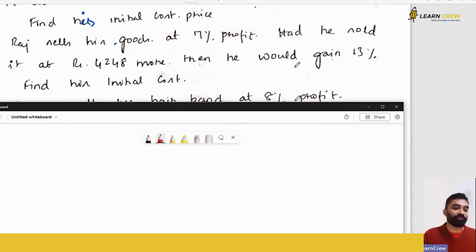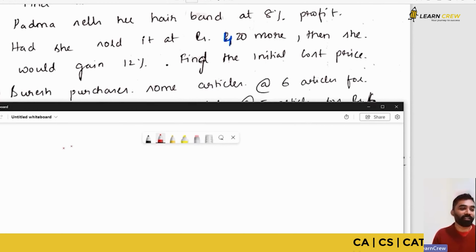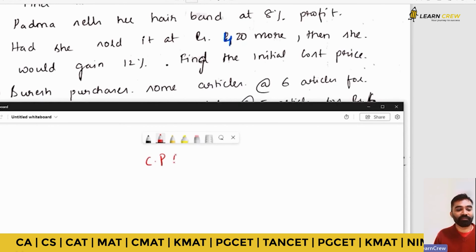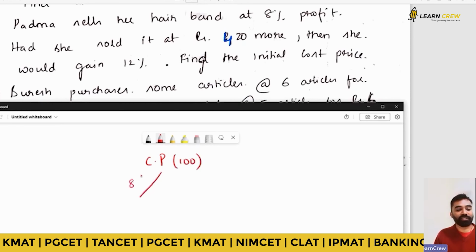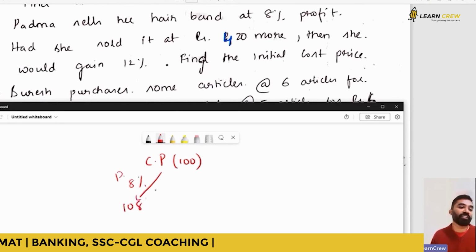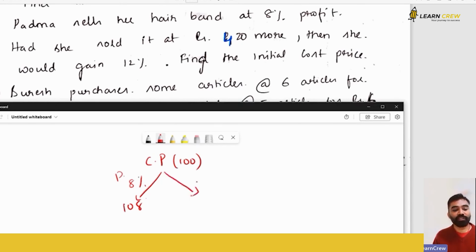Okay. 17th one. Padma sells her hairband at a cost price with 8% profit. Cost price is 100, increased by 8% profit, so it's going to be 108. Had she sold it for 420 more, then she would gain 12% profit. This is going to be 112.